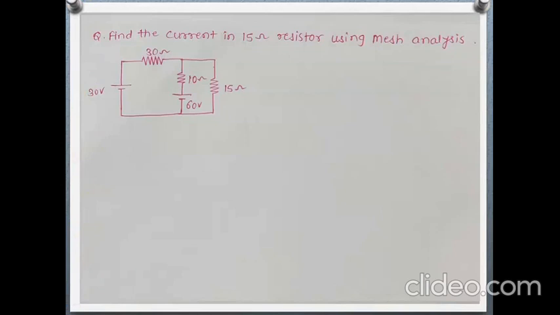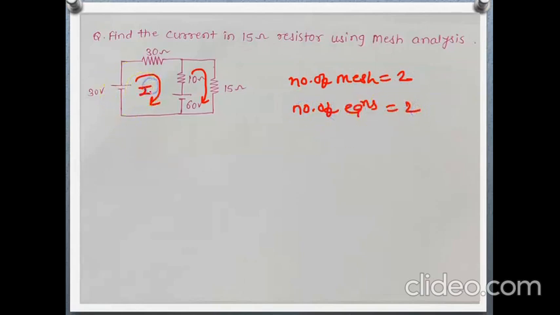Now the next question is, find the current in the 15 ohm resistor using mesh analysis. Okay, this is the question. This is the circuit given, where this is the first loop and this is the second loop. Here the number of meshes is 2, so the number of equations we will get will also be 2. So this will be the I1 and this will be the I2 current flowing through these two loops.